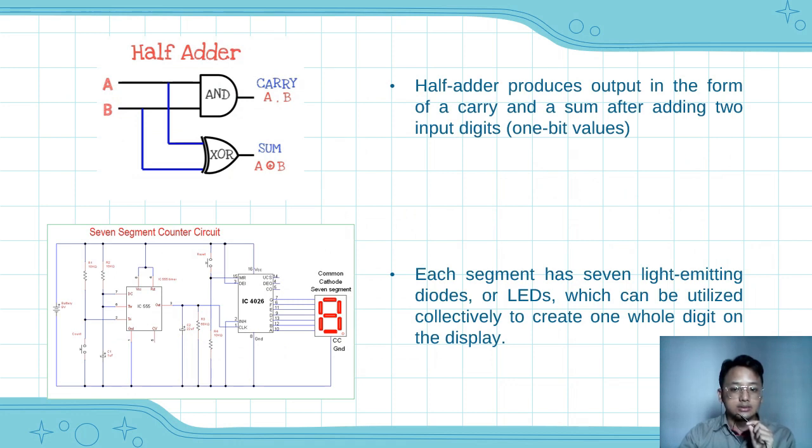Next are the two components that will be introduced in this lab, which are the half adder and the 7-segment counter. The half adder produces output in the form of carry and sum after adding two input digits, 1-bit values. So you can see here A and B will be the input, and carry and sum will be the output. Next, for the 7-segment display, each segment has 7 light emitting diodes, LEDs, which can be utilized collectively to create one whole digit on the display. You can see the schematic diagram for the 7-segment counter.